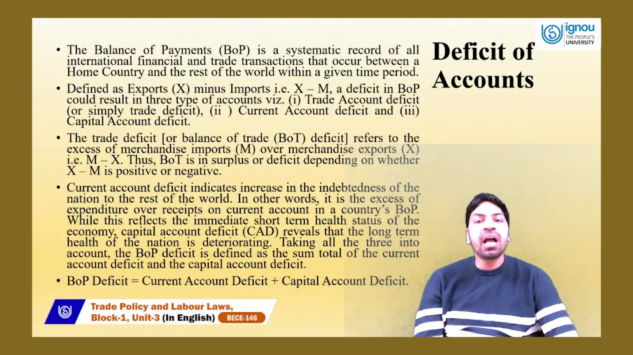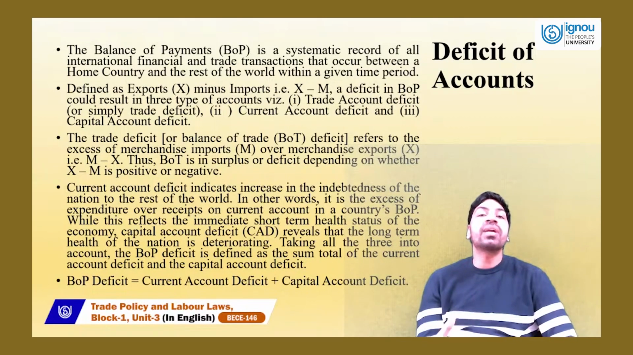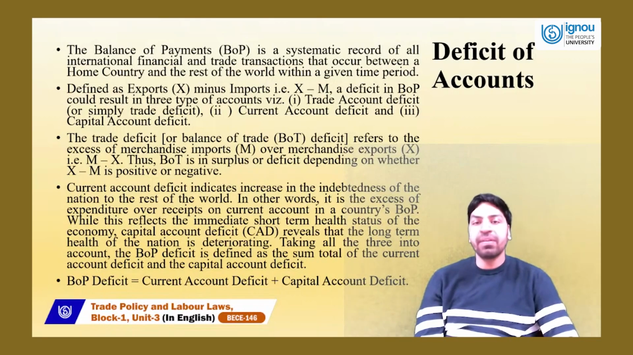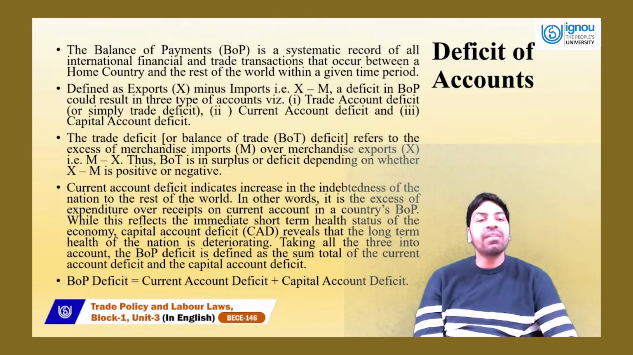That is the trade account deficit, which we can simply call the trade deficit, the current account deficit, and the capital account deficit. When we talk about the trade deficit, or in other words the balance of trade deficit, it always refers to the excess of merchandise imports over merchandise exports. That is M minus X.